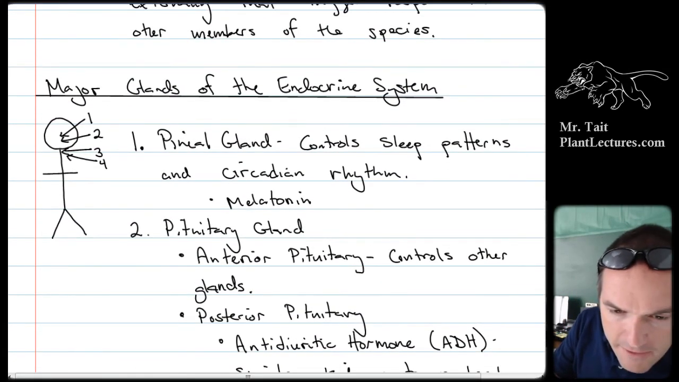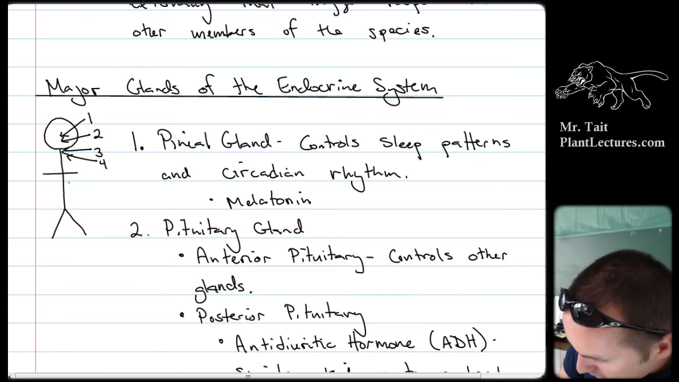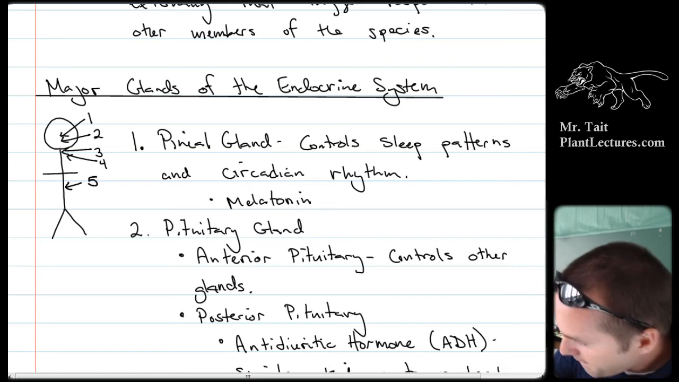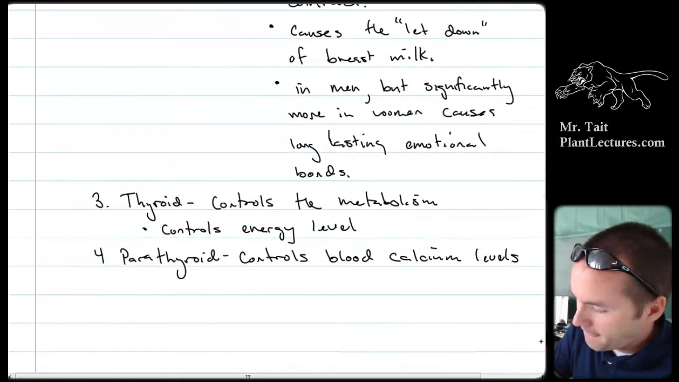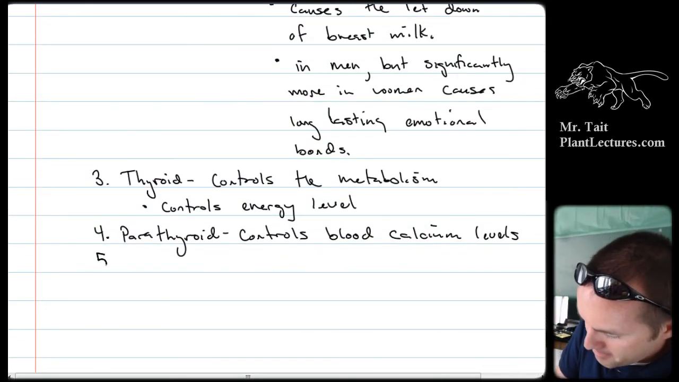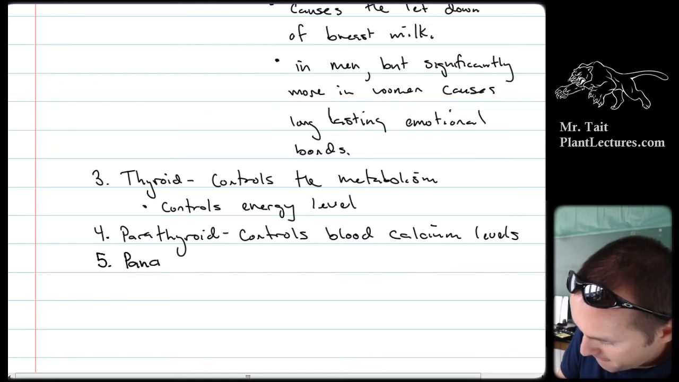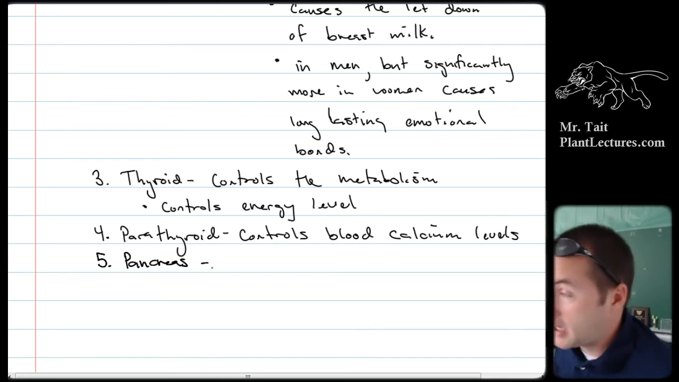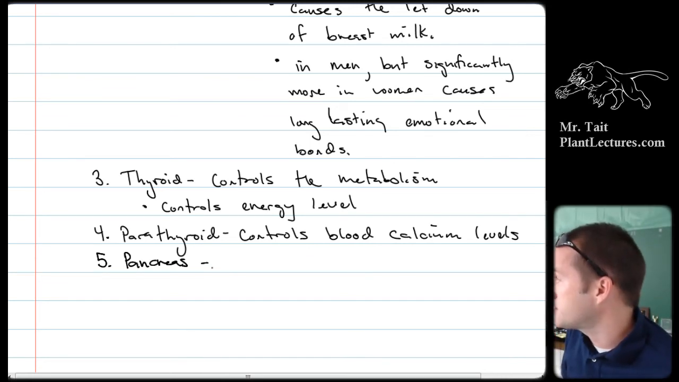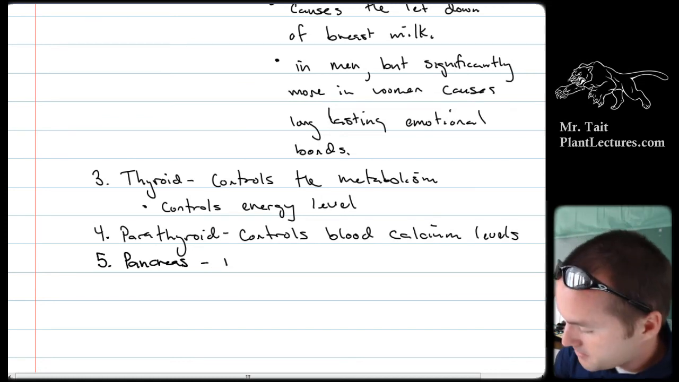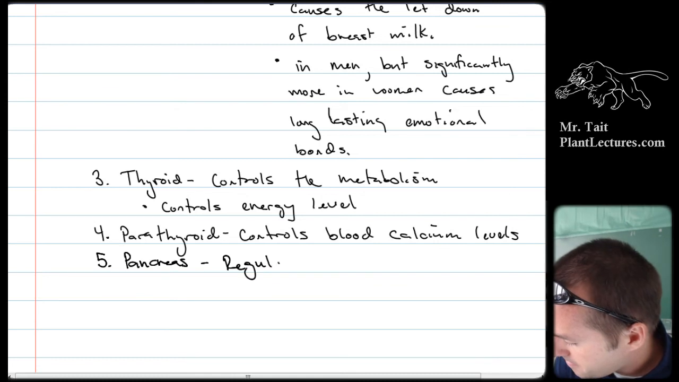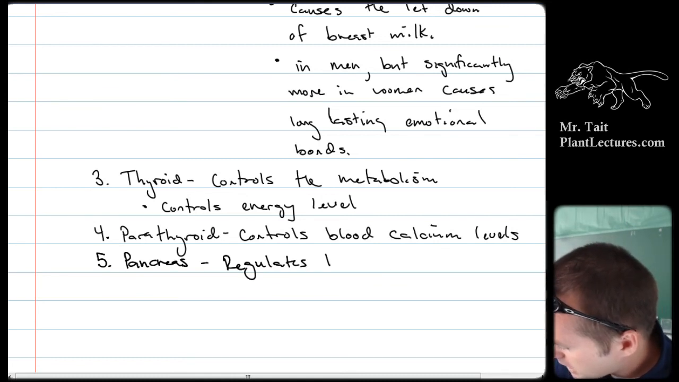Number 5, we've got the pancreas. The pancreas is right here. The pancreas's main role is to be part of the digestive system, but it also plays a role in the endocrine system by regulating blood calcium, or not blood calcium, blood sugar. Regulates blood sugar.